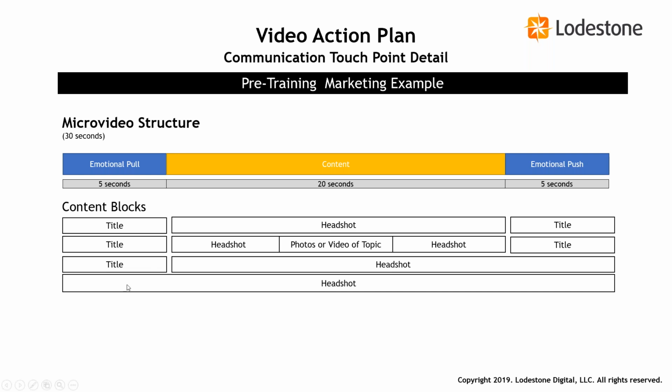Down below, I have examples of what can happen during that time. So for the emotional pull, could be a title sequence, then we go to a headshot, and then we wrap it up with a title sequence. Or I could show a title, headshot, maybe some photos or video while the executive is talking, go back to a headshot, go back to a title. You get the idea. So these content blocks give you formulas or recipes for successful video outputs.